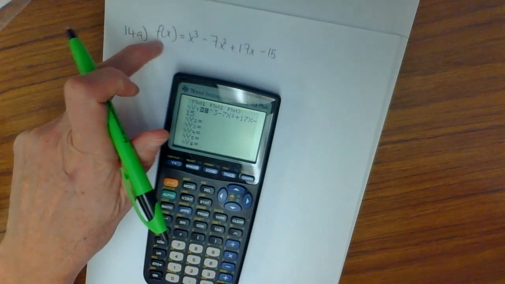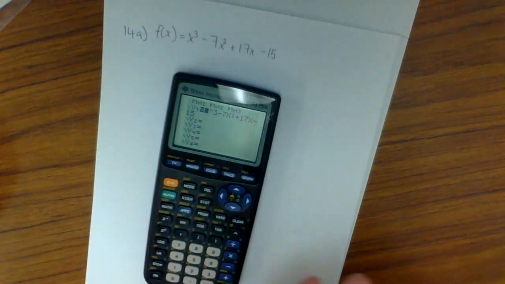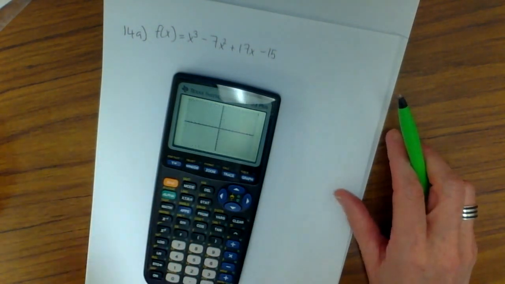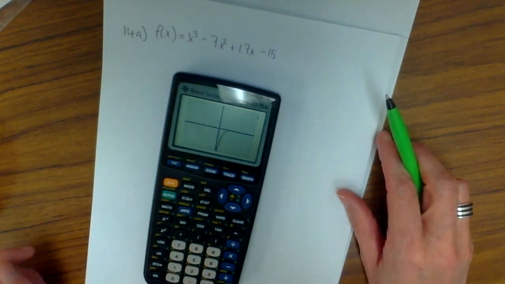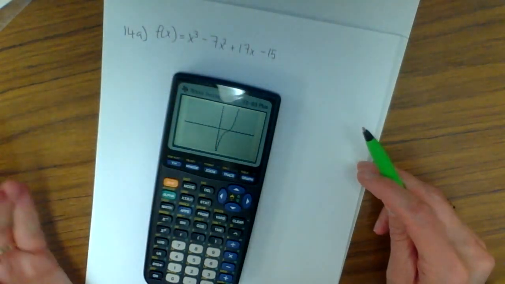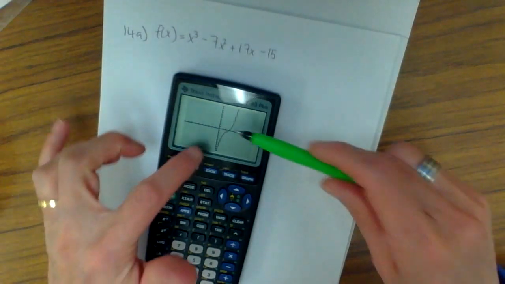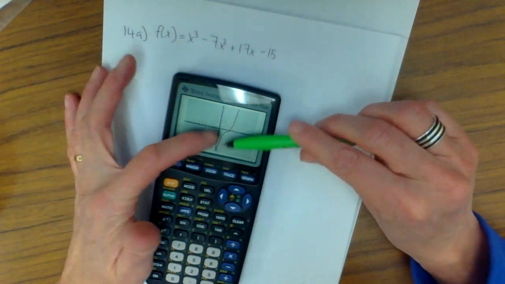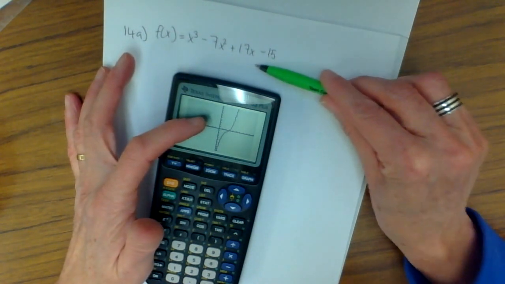Okay, number 14 is all about this function. So first thing I did was put it into my calculator and I went zoom 6. And this window is not great. It's a cubic, so I know that it's falling to the left and rising to the right. But I'm not seeing a complete picture here because I can't see the y-intercept, which I know is at negative 15.